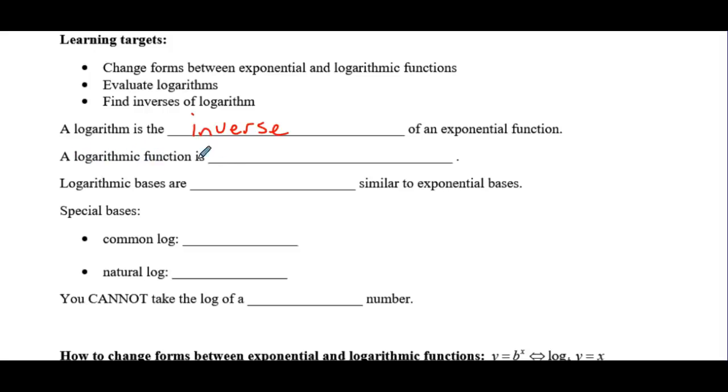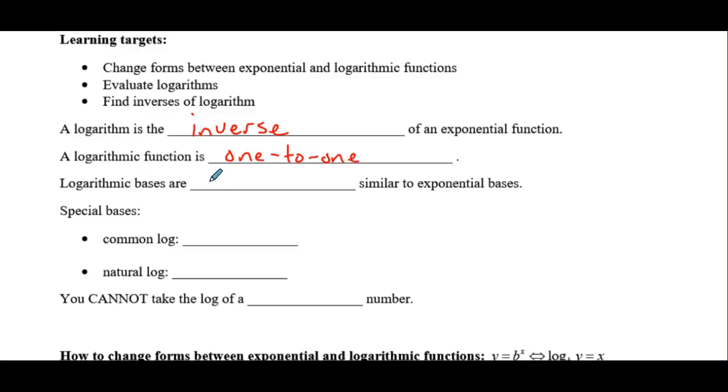So a logarithmic function is also going to be one-to-one, which just means that for every x value there is one y value, for every y value there is one x value, right? They have a one-to-one correspondence, which means a log function's inverse will be a function as well.